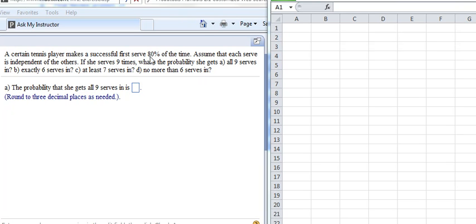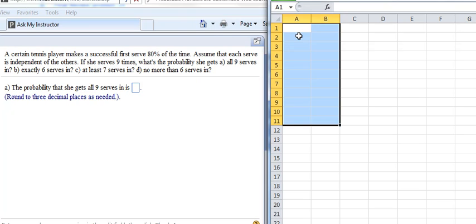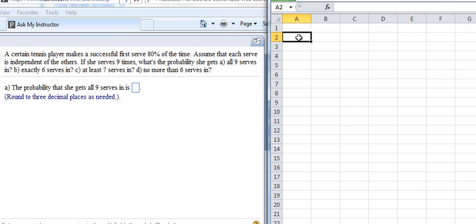Okay, now we have a Bernoulli trial here because she either gets this shot in or not, the serve in or not. The probability of a success, p, is 80% or 0.8. In this case, we have a fixed number of trials. So that tells us that we're dealing with a binomial distribution, and the fixed number of trials, n, is 9 here. So to answer the first question, you have 2 ways to do it.